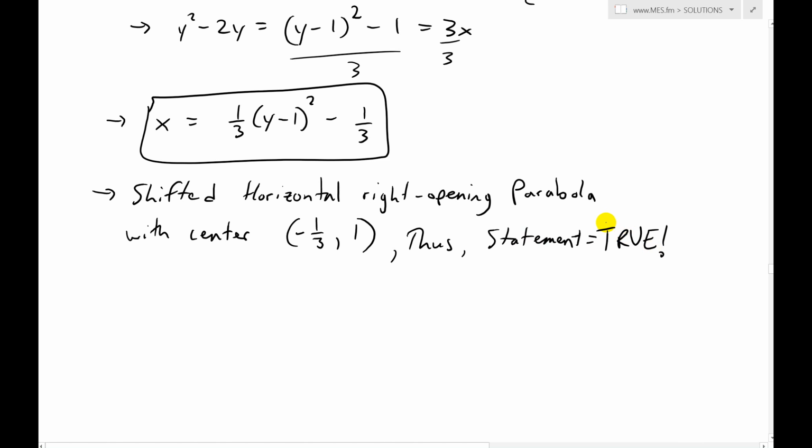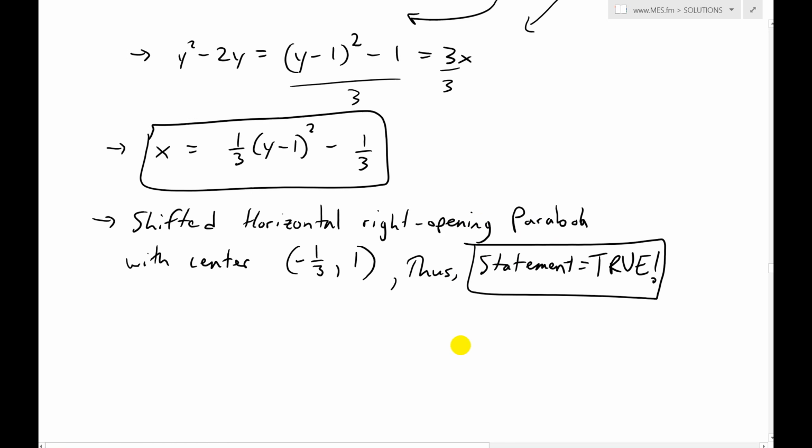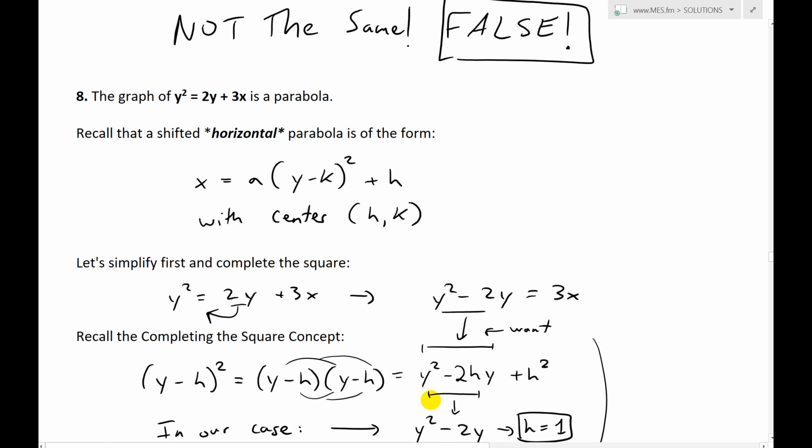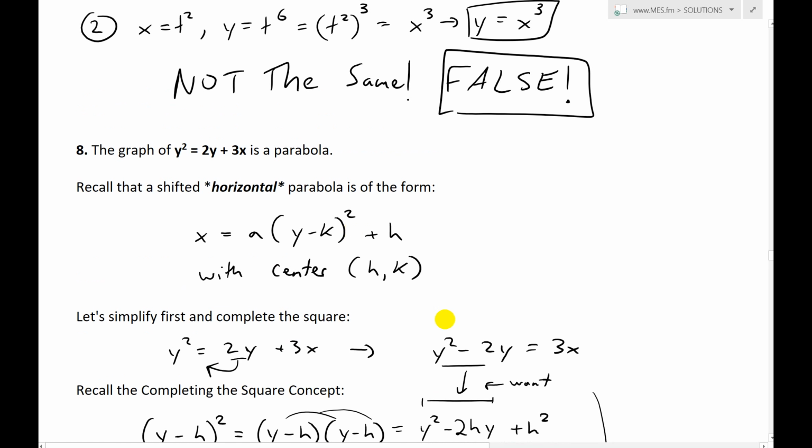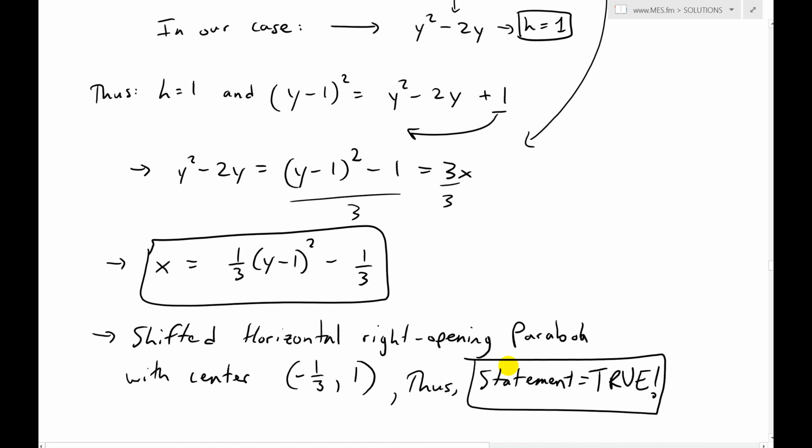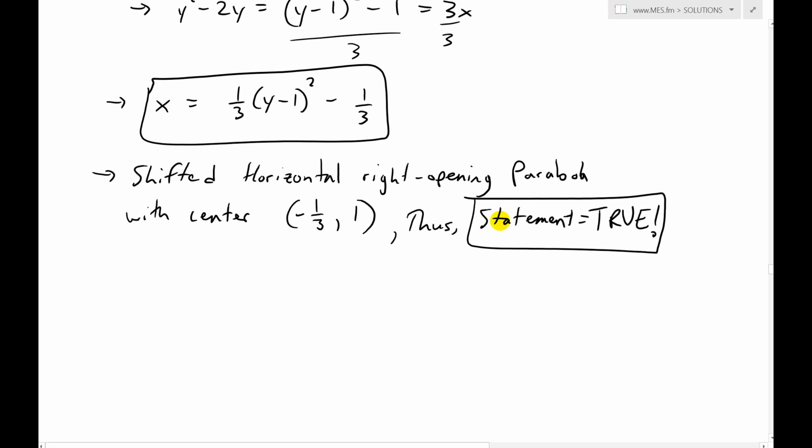Like that. And yeah, in fact, it is a parabola. So all we're asked is just a parabola. I just went through a bit extra. It's a horizontal right opening parabola with center negative 1 over 3 and 1.